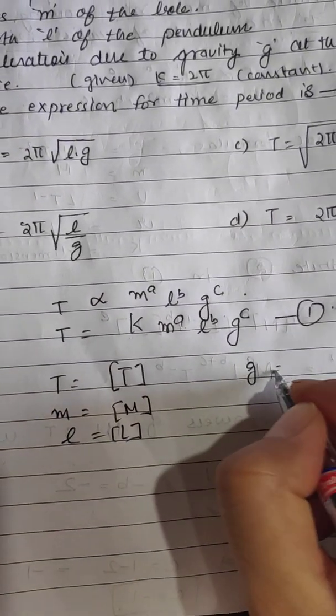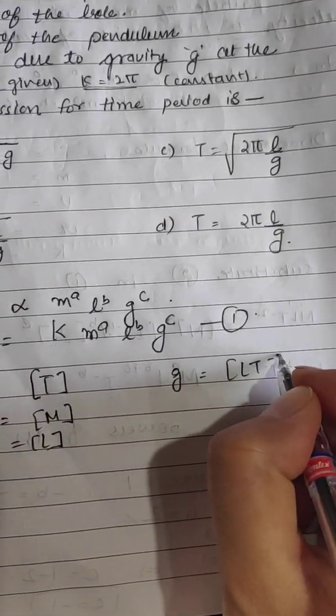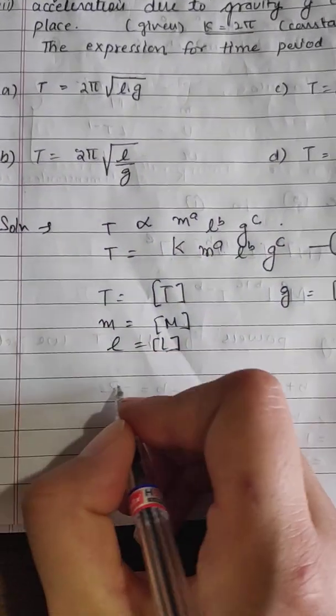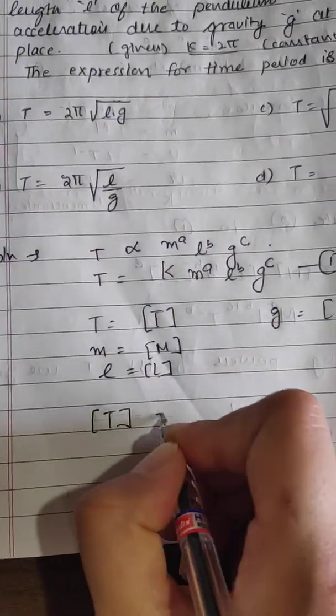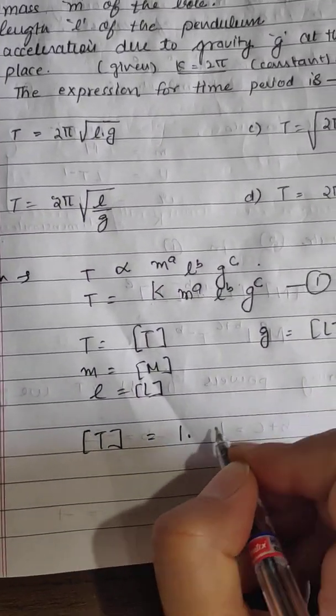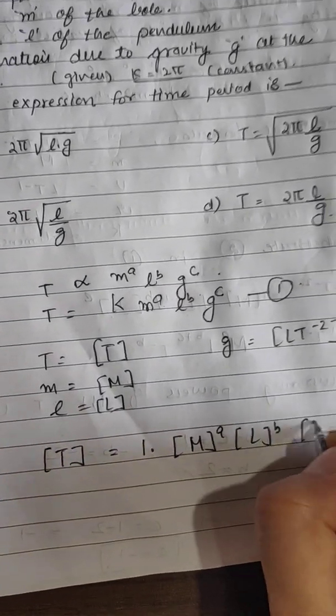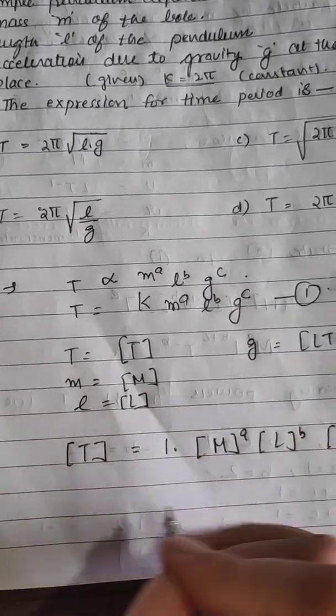And next is acceleration due to gravity. So again, LT^-2. This is acceleration. Now again, put all the values here. Left-hand side we have T only. For K we'll write 1. M raised to the power A, L raised to the power B, and LT^-2 raised to the power C.